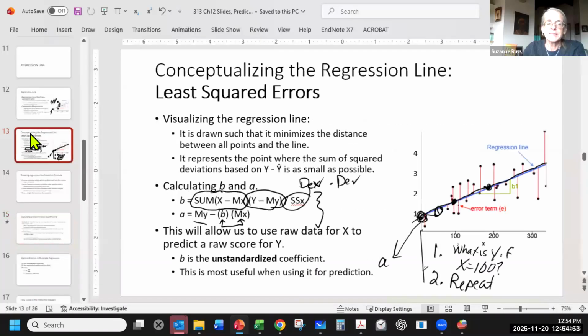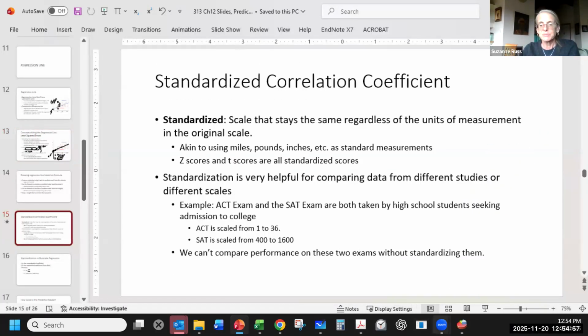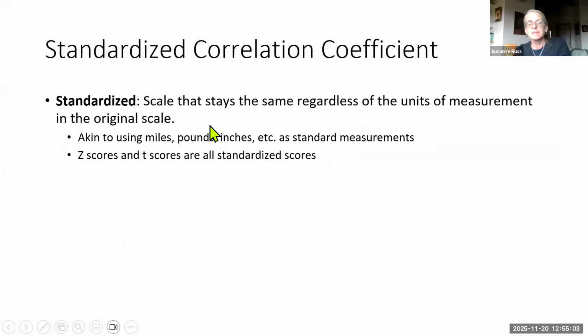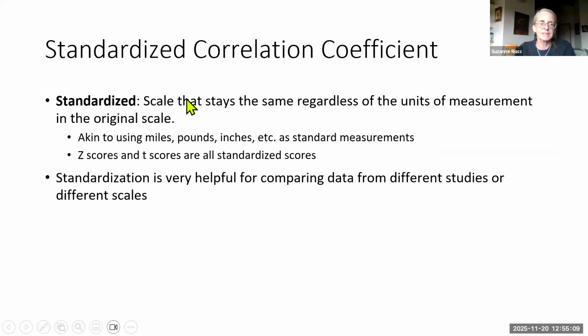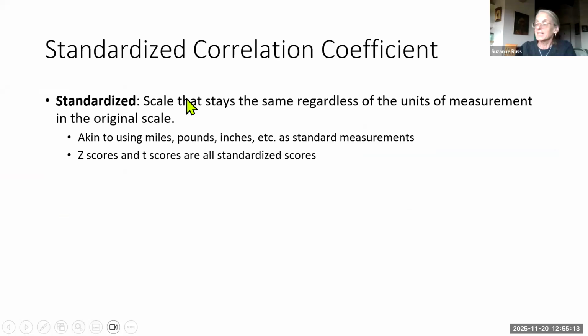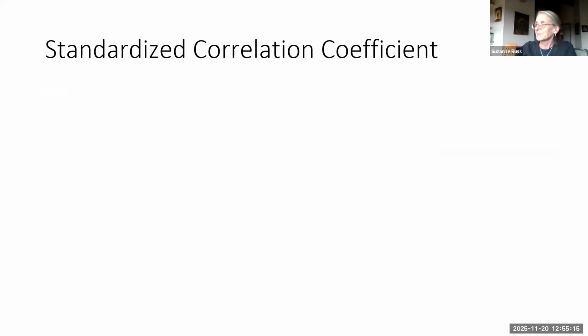Now, all of this that we've done is unstandardized. And so let's just review what we mean by standardized and unstandardized. So standardized means that the scale is the same regardless. Hang on, let me see if I have unstandardized. Okay, so unstandardized is just our raw scores, right? In whatever it is.